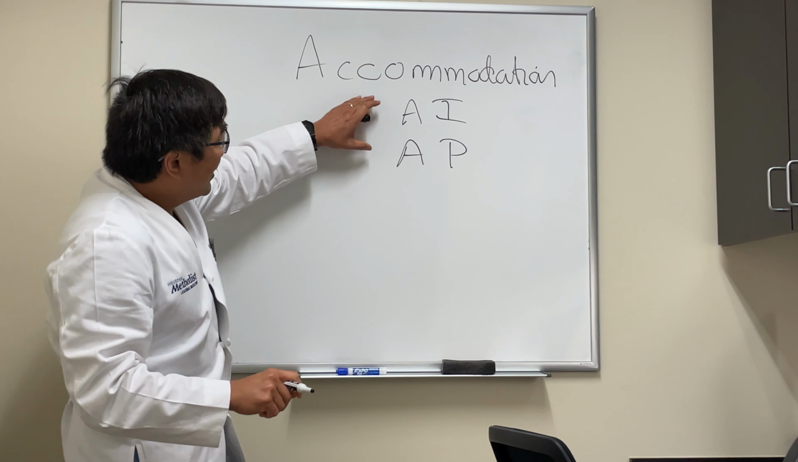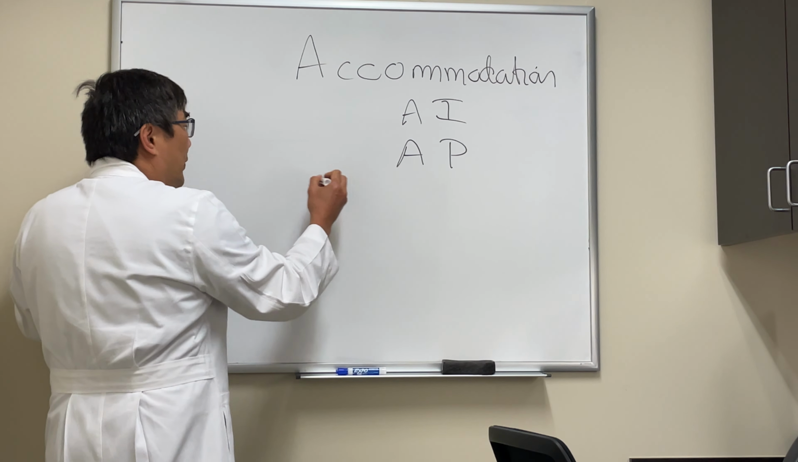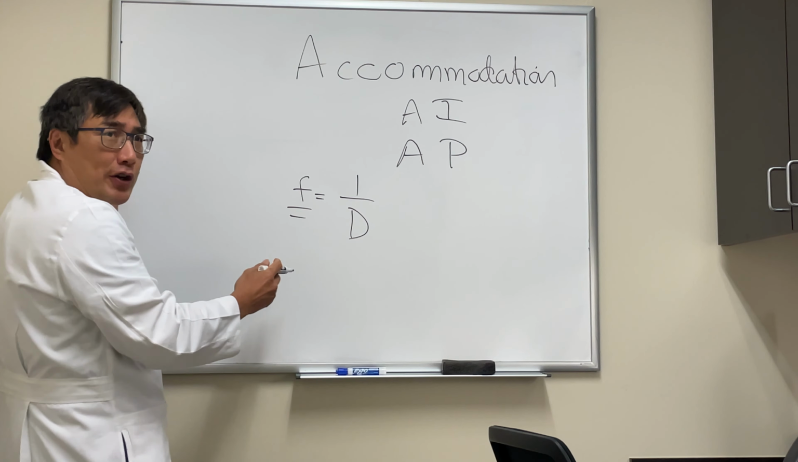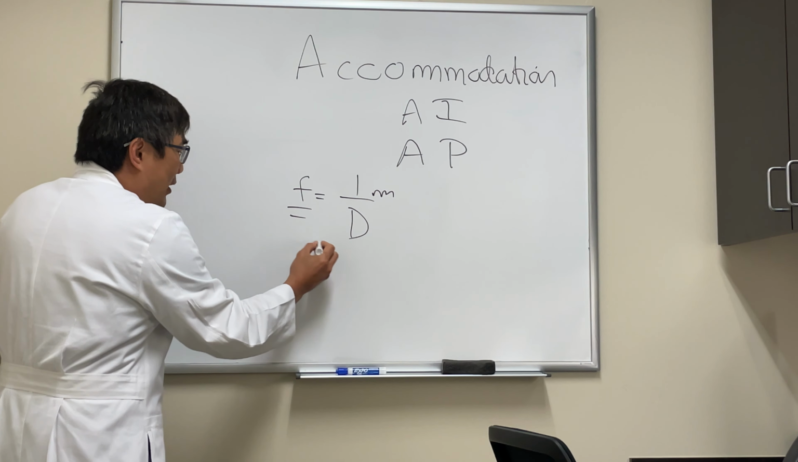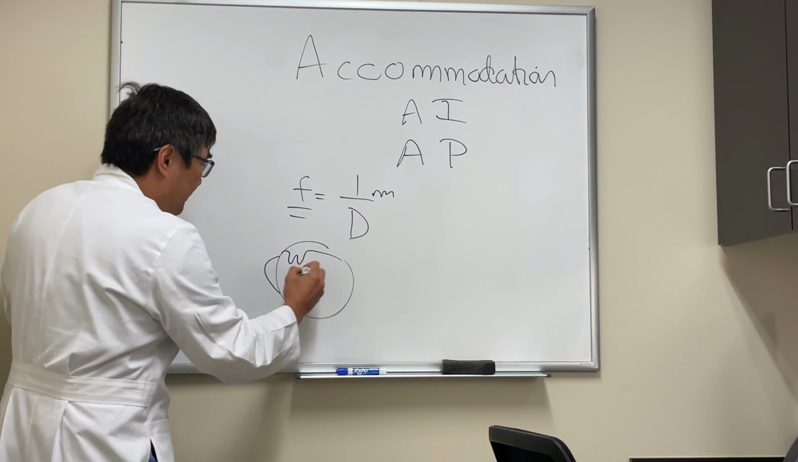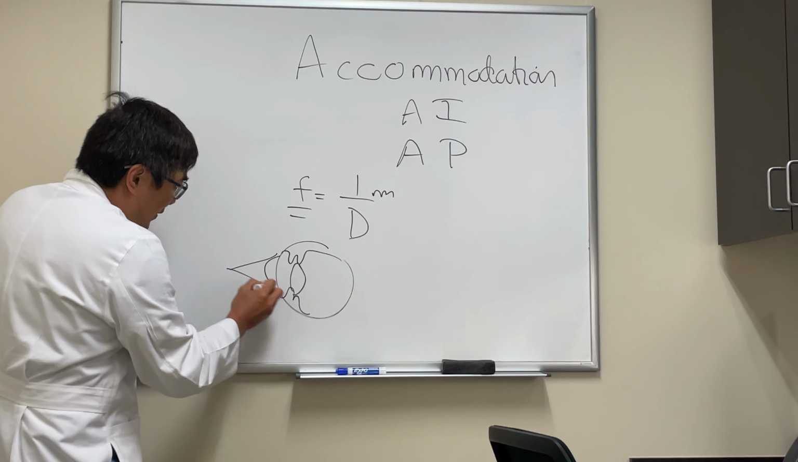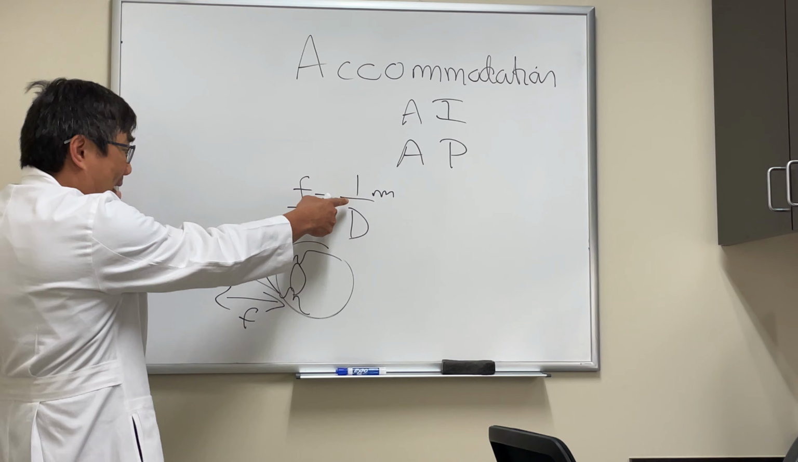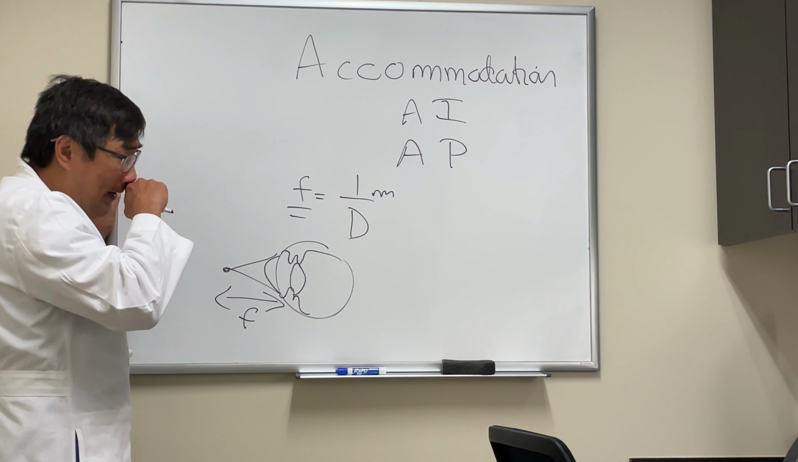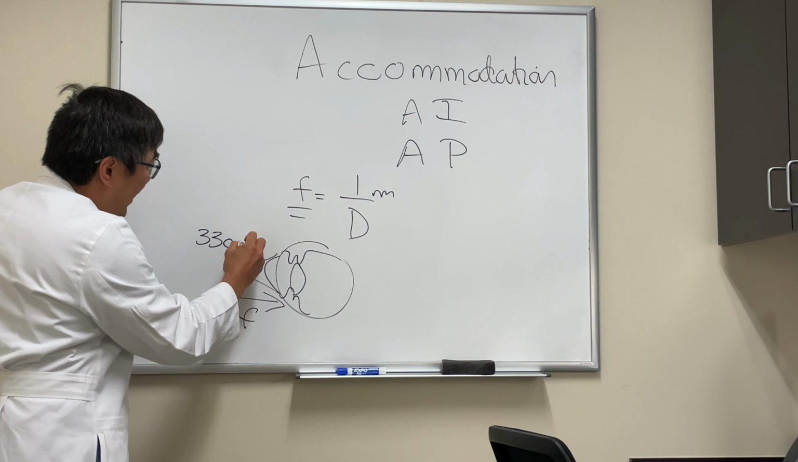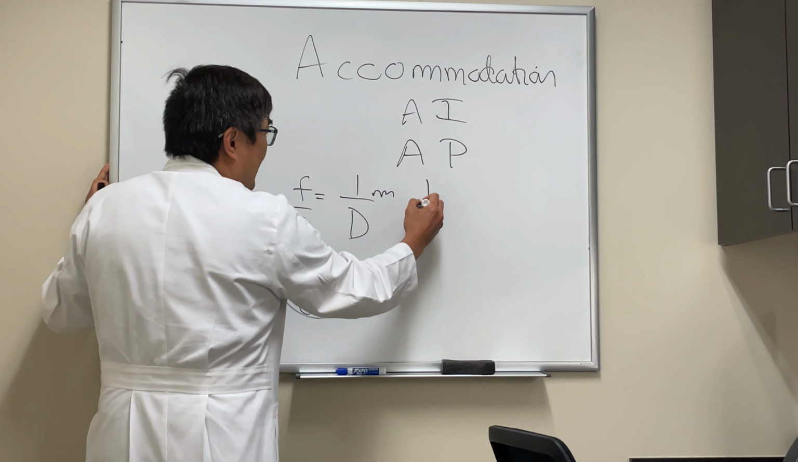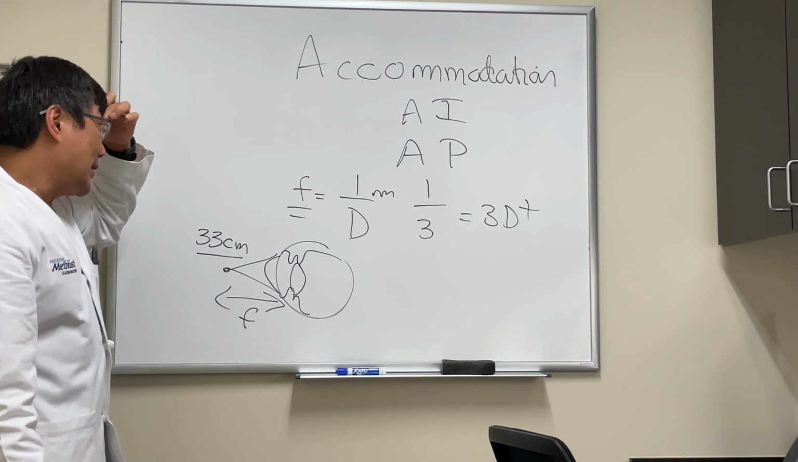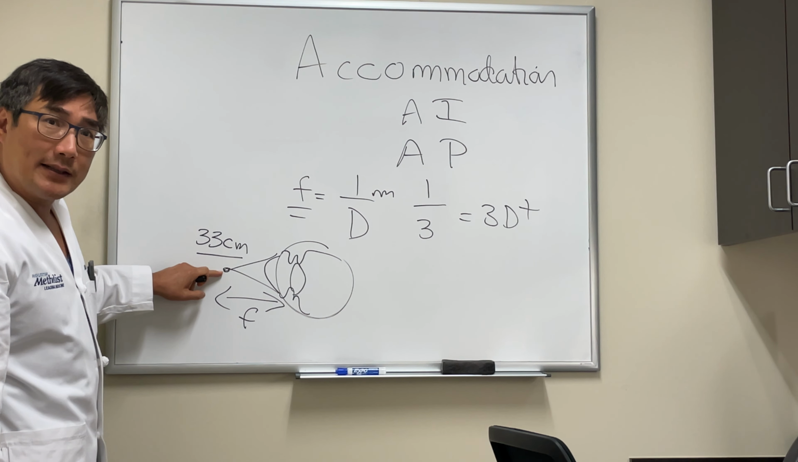So accommodative insufficiency, as you know, when we're trying to determine the focal length of a lens, it's 1 over the dioptric power in meters. And so when you're looking at something at near, you have to generate accommodative power to get the focal length to align with the power of the whole eye. If we're going to look at something at 33 1/3 centimeters, you need 3 diopters of plus lens power to generate the focal distance for that image.